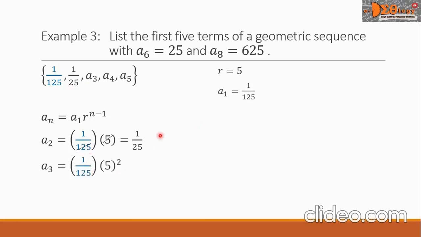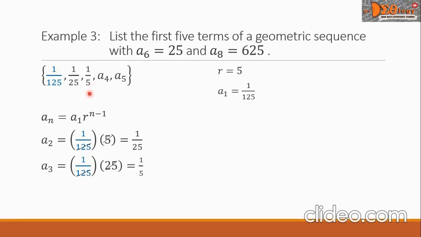The a sub 1, again that is the first term, is 1 over 125 times the r, which is 5, raised to 2. Simplifying further, this 5 square gives 25, and we can cancel this 25 with 125. So we will have 1 over 5. This is now our a sub 3. Let us substitute this value in here.